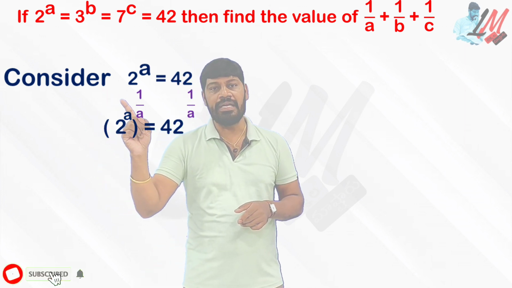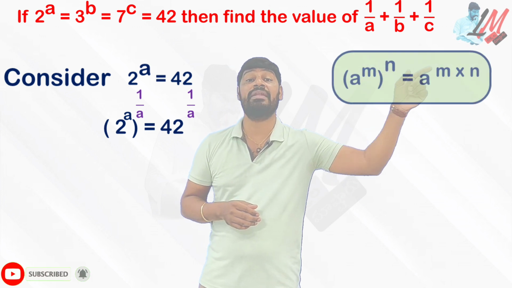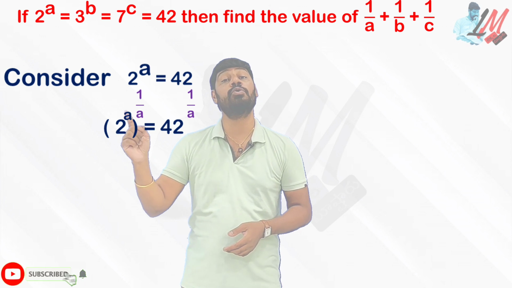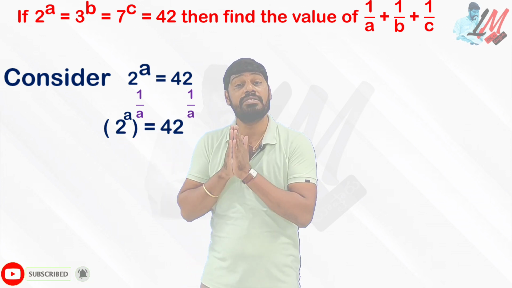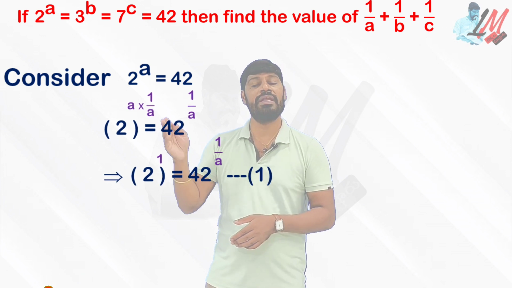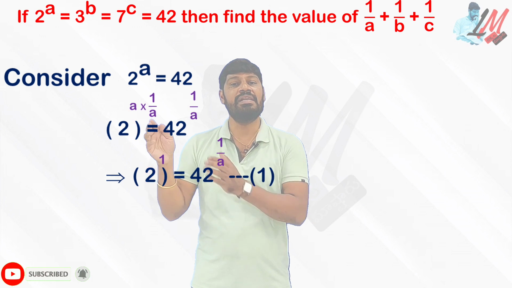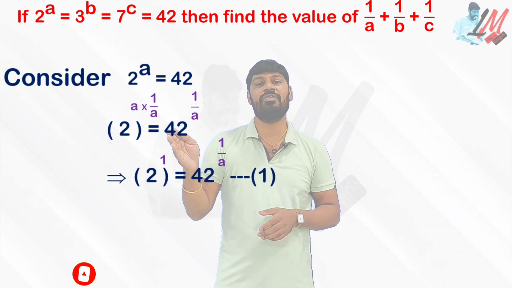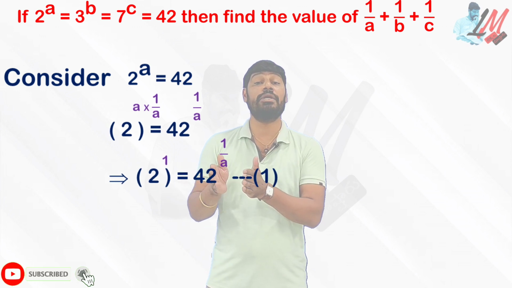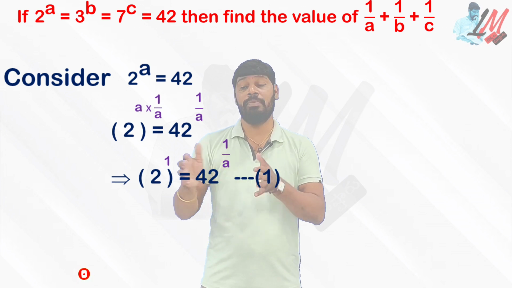So here, 2 power a whole power 1 by a. We know that a power m whole power n equals a power m into n. Similarly here, 2 power a whole power 1 by a is 2 power a into 1 by a. If you calculate, 1 by a and a will cancel each other, and you get 1 here. So on the whole, you get 2 power 1 equal to 42 power 1 by a. So 2 equal to 42 power 1 by a.